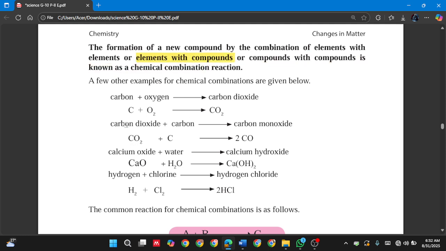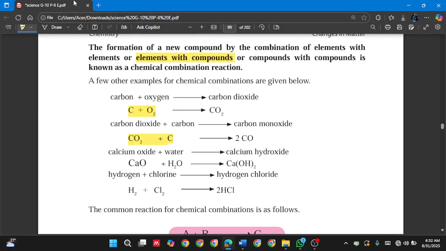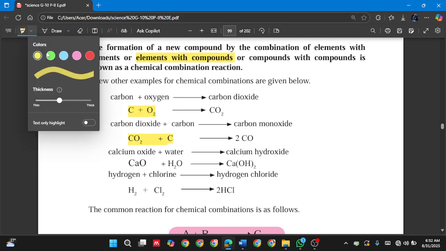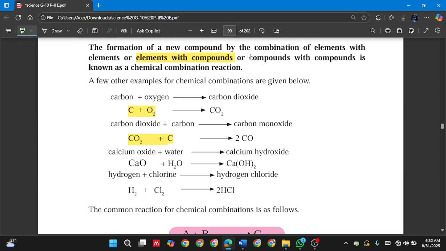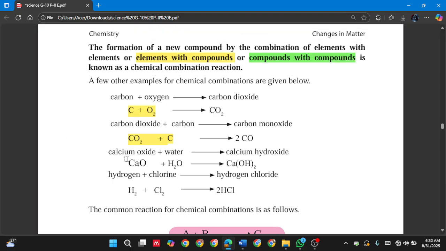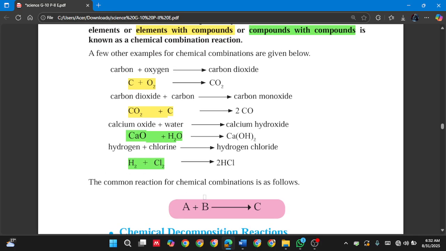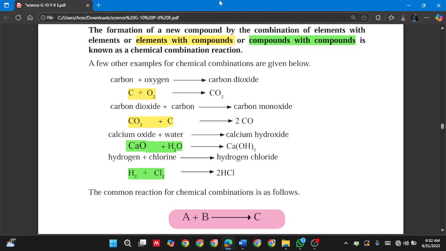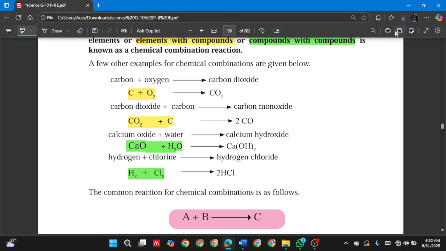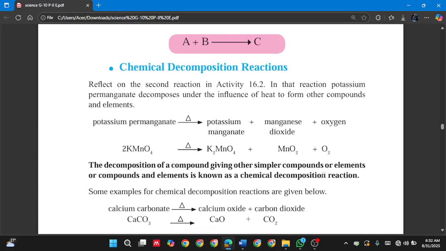And what is compounds with compounds? This is element with compound. This is also an element with compound, because carbon is an element, carbon dioxide is a compound. And what are compounds with compounds? They are calcium oxide and H2O, hydrogen gas and chloride. So they are compounds with compounds. That is the common reaction we talked about. Then we are going to talk about chemical decomposition reactions.